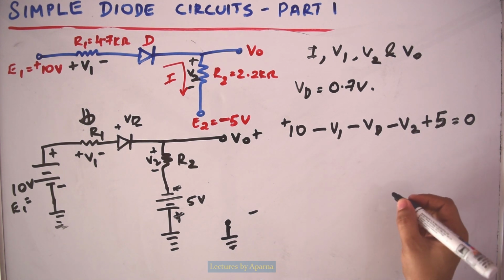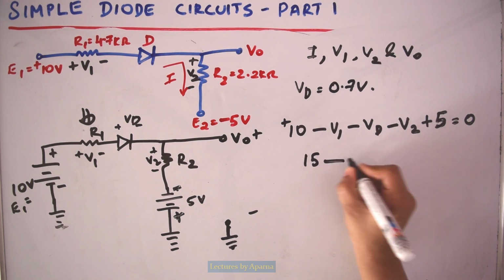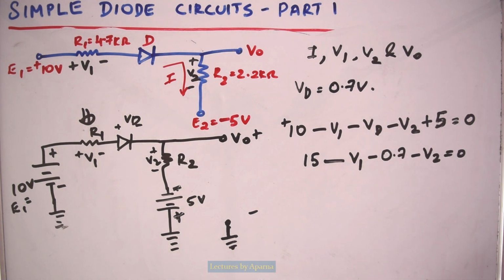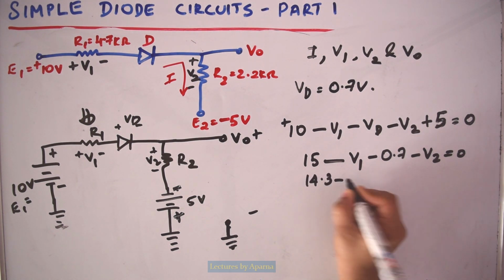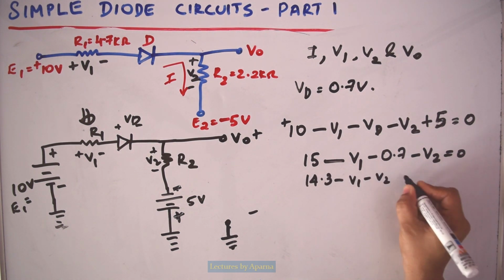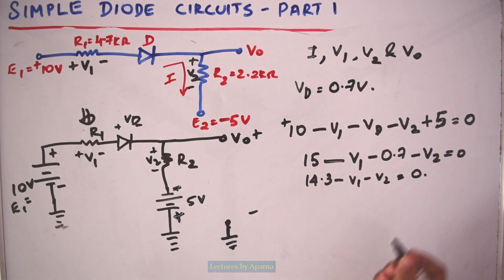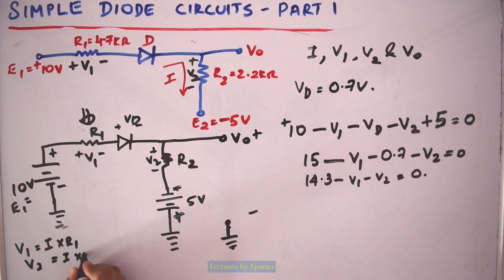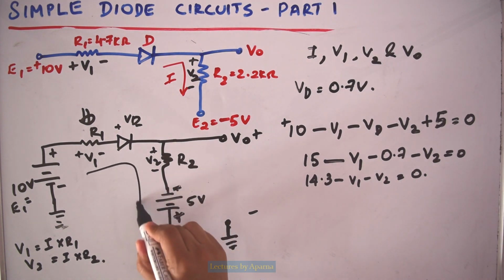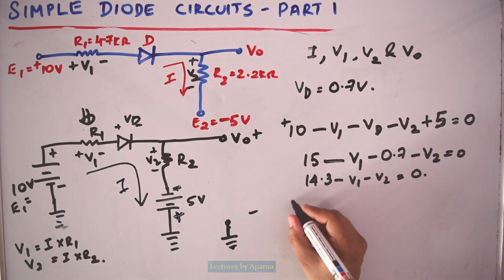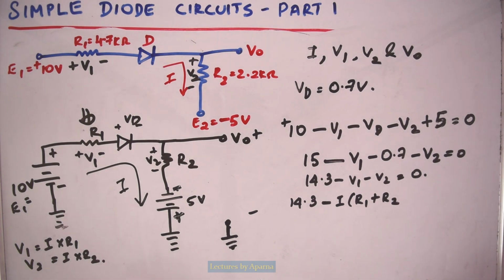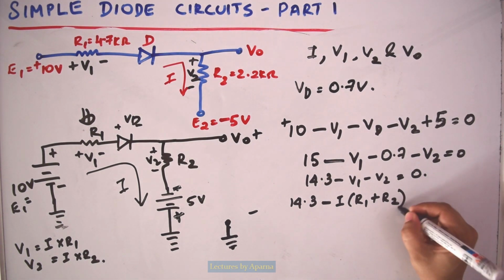Now substitute all the values. You will get 10 plus 5 is 15, minus V1, minus VD is 0.7, minus V2 equal to 0. So you get 14.3 minus V1 minus V2 equal to 0. Now V1 is equal to I into R1 and V2 is equal to I into R2. I is the current that is flowing through this. So you can write this as 14.3 minus I into (R1 plus R2) equal to 0.